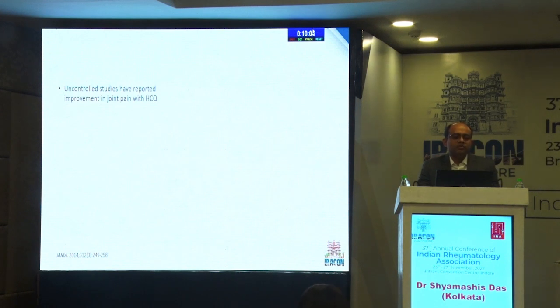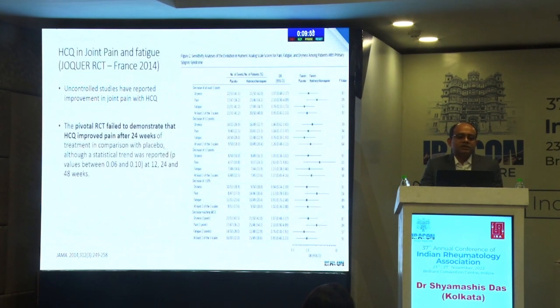Uncontrolled studies have reported improvement of joint pain with hydroxychloroquine. However, one pivotal RCT done in France, published in 2014 in JAMA, failed to demonstrate any improvement of pain and fatigue with hydroxychloroquine after treatment for 24 weeks. However, there was a statistical trend at 12, 24, and 48 weeks, though that was not significant. So, the hydroxychloroquine trial also failed to show any joint pain or fatigue improvement. This study was criticized because there was an insufficient number of patients with active arthritis.